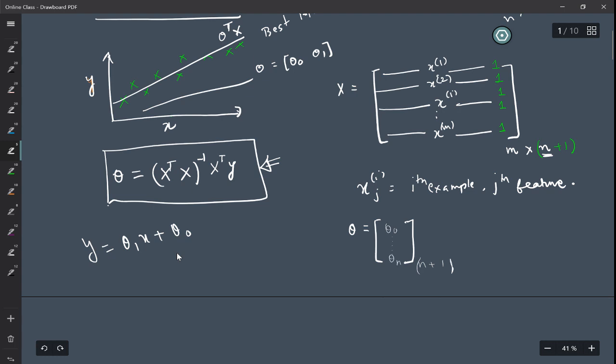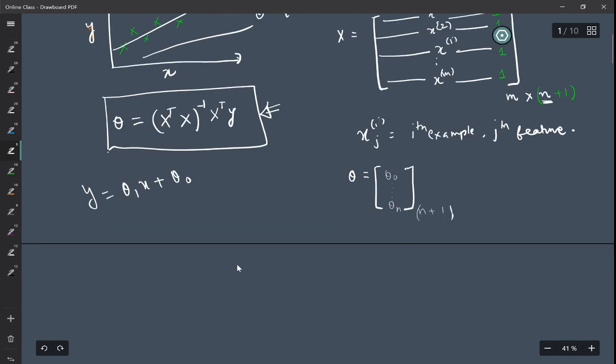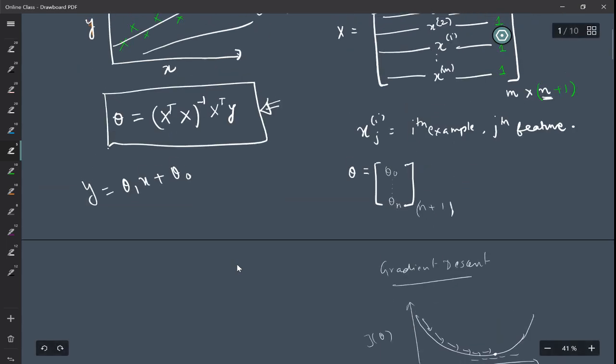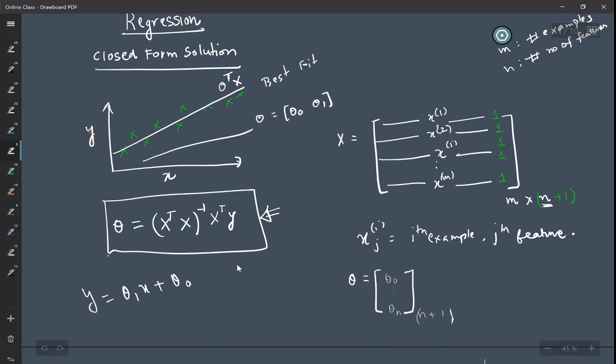We want to find the best set of parameters theta, and one algorithm that we talked about was gradient descent, which is an iterative approach. We have a loss function J theta, and at every step we take a small step in the direction of decreasing gradient until the gradient becomes 0. At some optimal value of theta the gradient becomes 0, and we say we have found the solution. But we can show that this optimal value of theta is given by this equation. I'm calling it theta star.